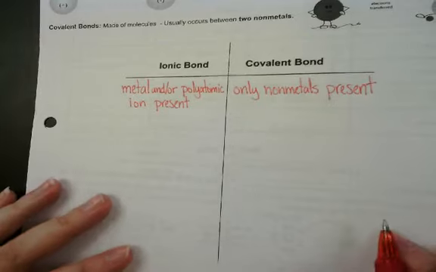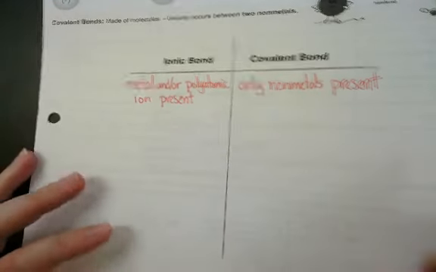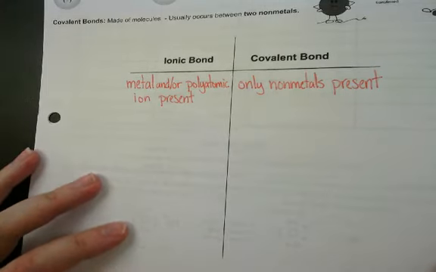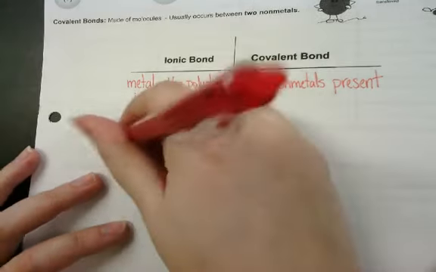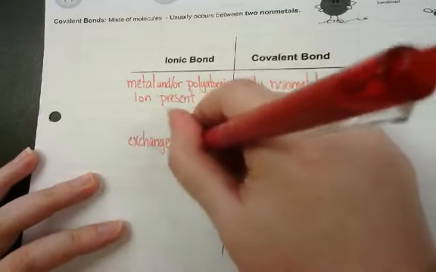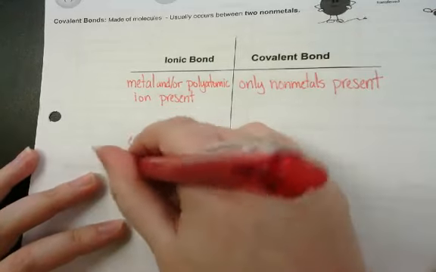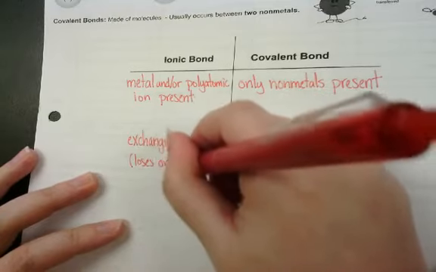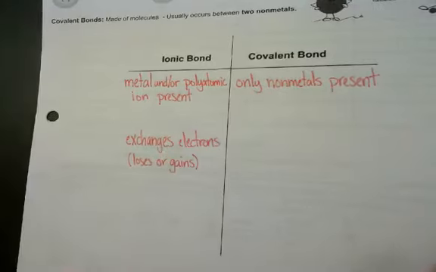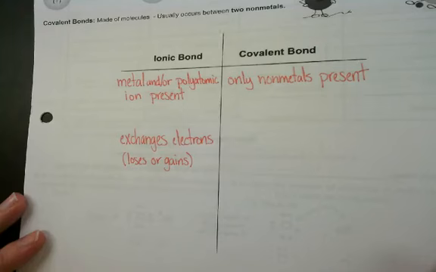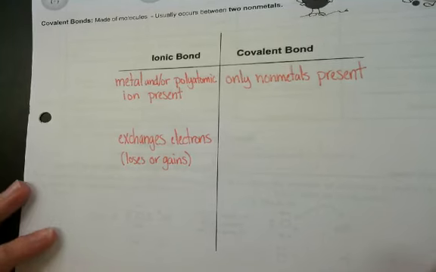Okay. So, in an ionic bond, what's happening with our electrons? Yeah, we're giving, so our metals are giving them, our nonmetals or our polyions are receiving them. So we see an exchange of electrons, which means that we have atoms losing or gaining those electrons.